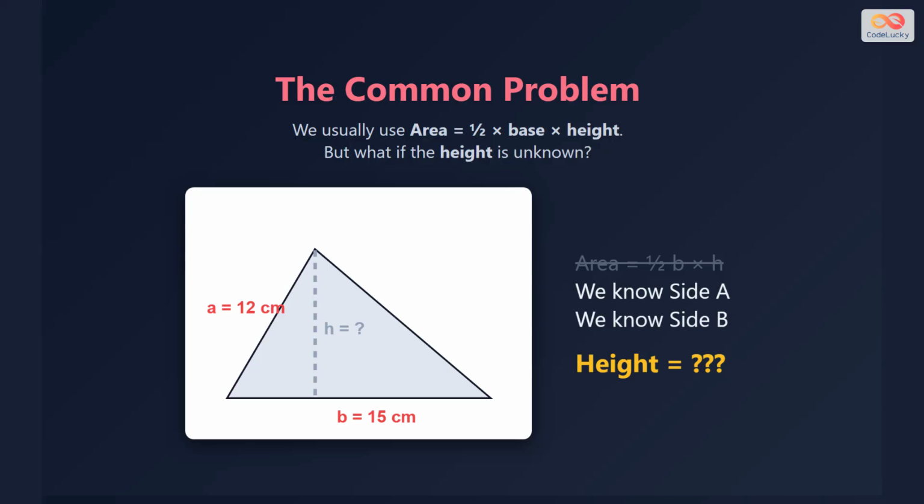Let's look at why we need a new formula. The classic formula, area equals 1/2 base times height, works perfectly when you know the vertical altitude. But in many geometry problems, you are given the lengths of the sides, but not the height. If you don't know the height, and finding it seems complicated, the standard formula hits a roadblock.